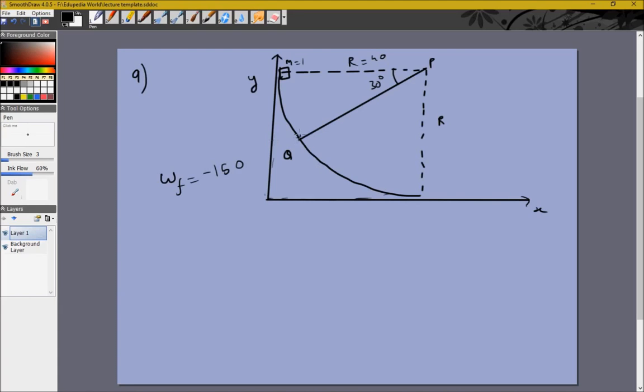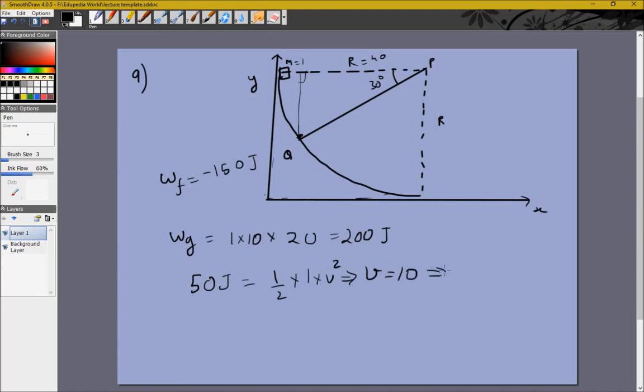Speed of the block when it reaches Q. What is the work done by gravity? It is m, that is 1 into g into this height. What is this height? 40 sine 30. Right, because this is radius r 40, this is 40 sine 30, so this is 20, which gives 200 joules. And work against friction is 150 joules. So what is left? That is 50 joules. 50 joules is left for the kinetic energy, which is half into 1 into v square. V square is 100, or v is equal to 10. Which means the answer to 9 is B.